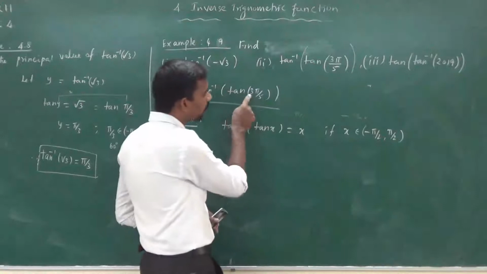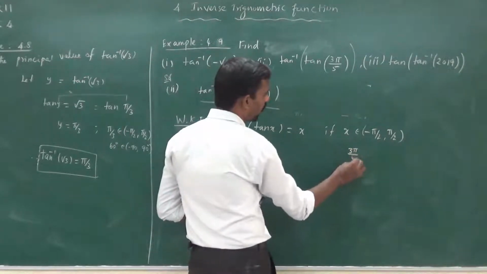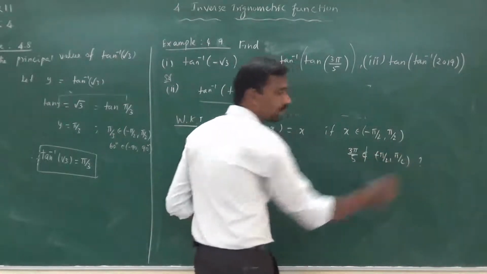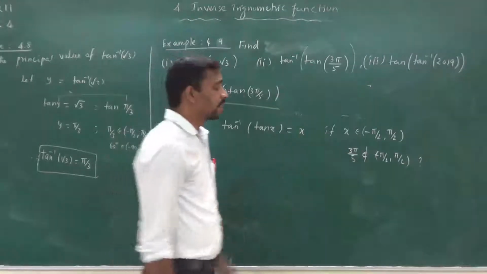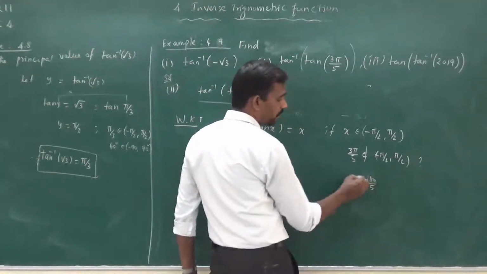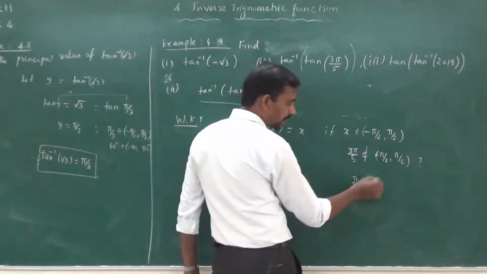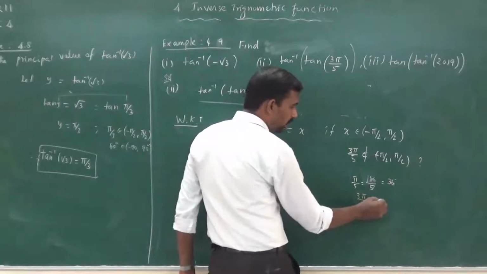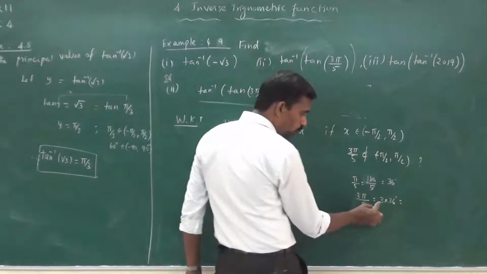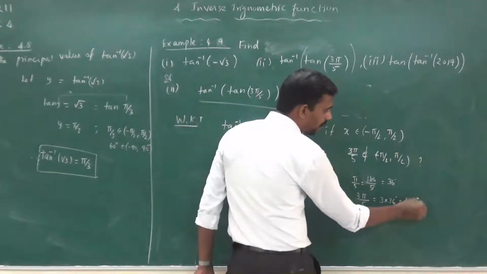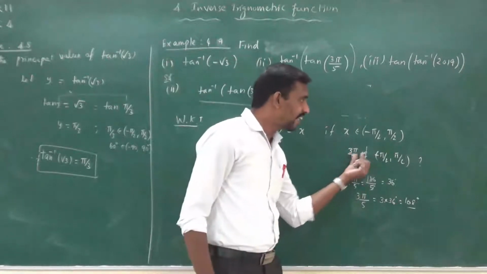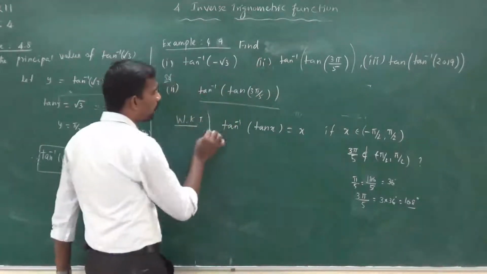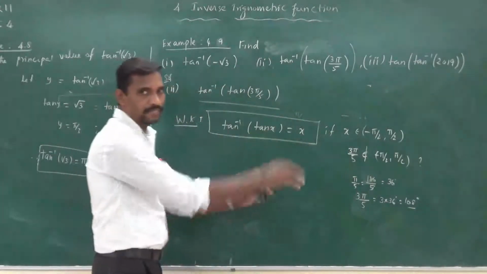You see, here 3 pi by 5 does not belong to minus pi by 2 to plus pi by 2. Why? You know, pi is nothing but 180. So 180 divided by 5, cancelling this one, you get 36 degree. So 3 pi by 5 means 3 into 36 degree, which is nothing but 180 degree. So 180 degree does not belong to minus 90 to plus 90. Right? So we can't use this formula directly.